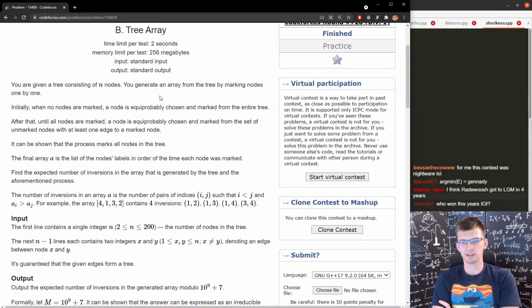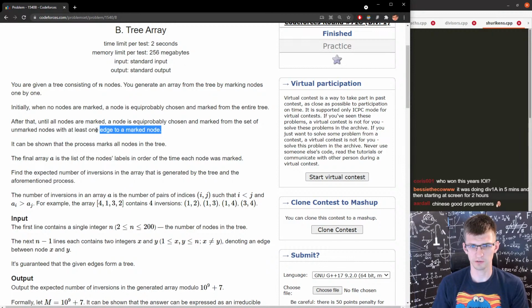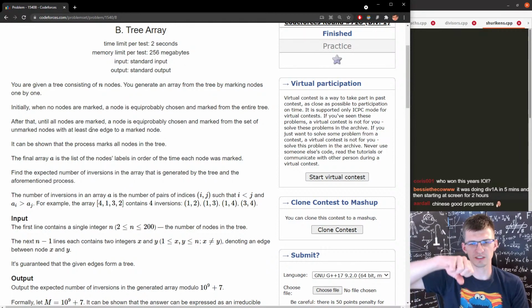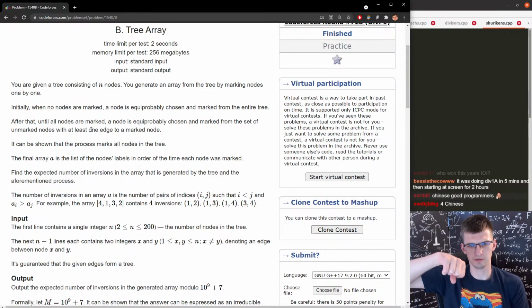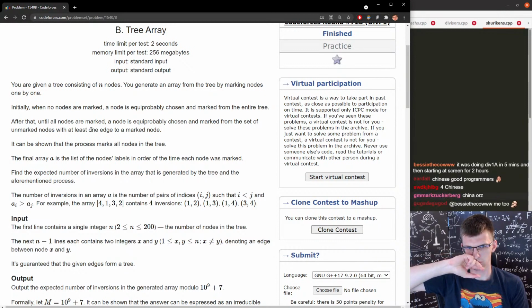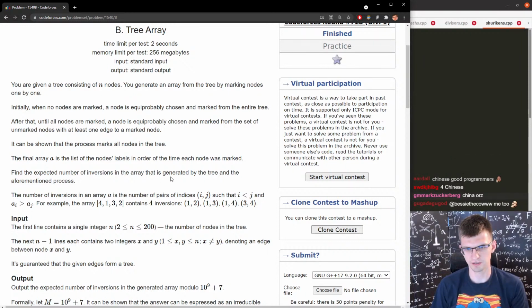We need to mark nodes in some order. In random orders they are chosen, with at least one edge to a marked node. So it's like a disease that spreads starting from a random node. Expected number of inversions.